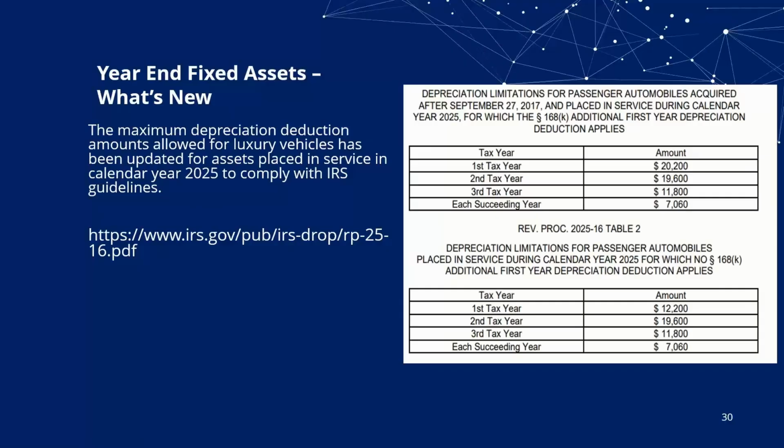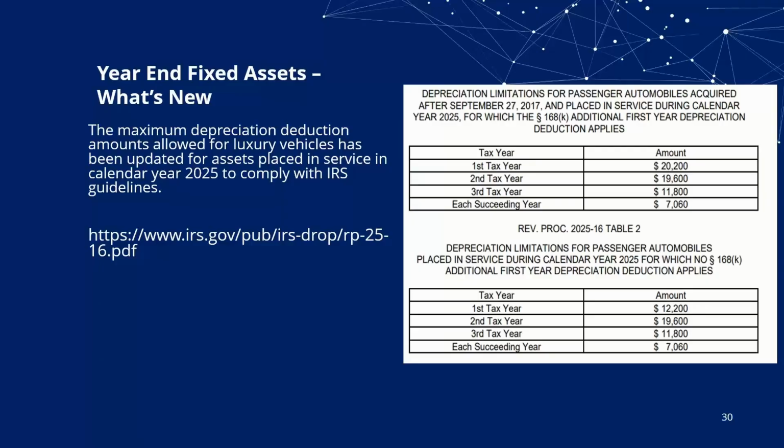For fixed assets, there was a change this year to the luxury auto maximum depreciation deduction amounts. The maximum depreciation deduction amounts allowed for luxury vehicles has been updated for assets placed in service in calendar year 2025 to comply with IRS guidelines. You can use that new feature we discussed earlier, that window, to manually update the luxury vehicle amounts yourself if you want. I believe I put the current amounts on this slide here for you, but you can find them on the Rev. Proc. 25-16 document on the IRS website, or you can just contact us if you want this info.